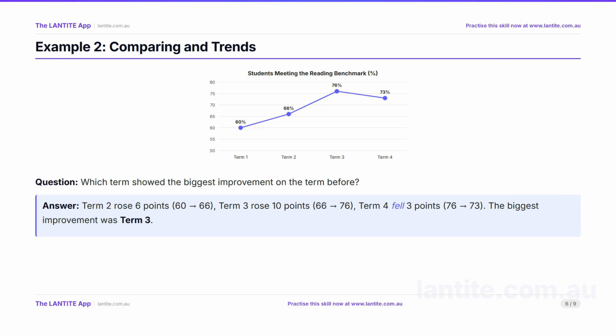Line graphs show change over time. This one tracks the percentage of students meeting the reading benchmark across 4 terms. The question asks which term showed the biggest improvement on the term before. Work through the gaps one at a time. Term 2 rose from 60 to 66%, an improvement of 6 points. Term 3 rose from 66 to 76, 10 points. And Term 4 actually fell, from 76 down to 73. So the biggest improvement was Term 3. Notice the line dipped at the end. Trends are not always upwards, and the test often checks whether you spotted exactly that.